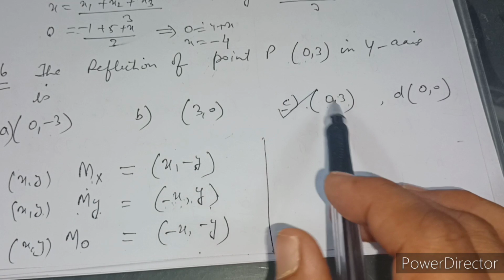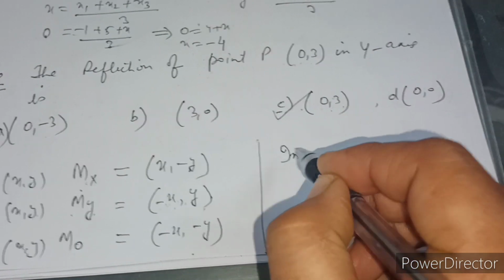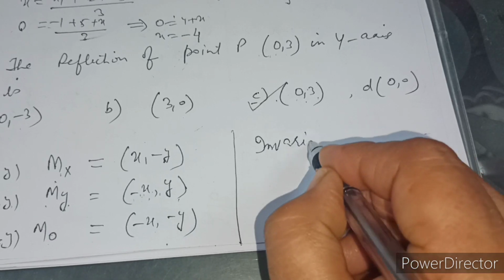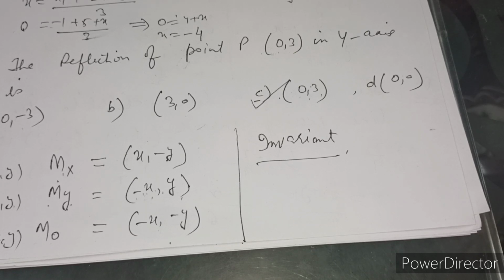What is the special name given to such points? The special name given to such points, I hope all of you know, these are known as invariant points. The coordinates of the object as well as the coordinates of the image are the same. Such points are known as invariant points, right?